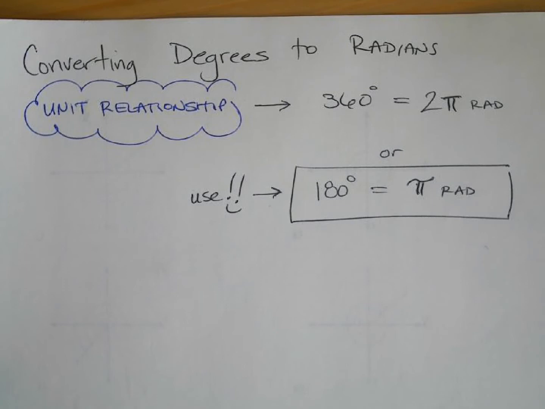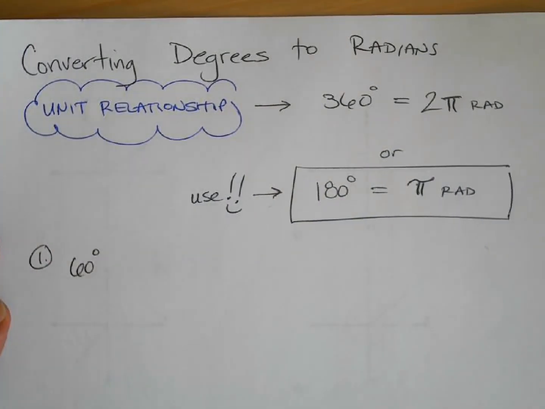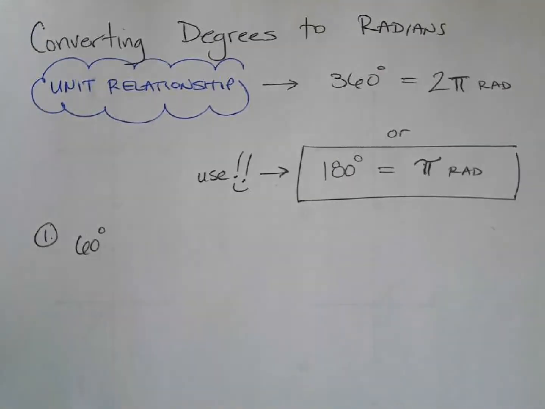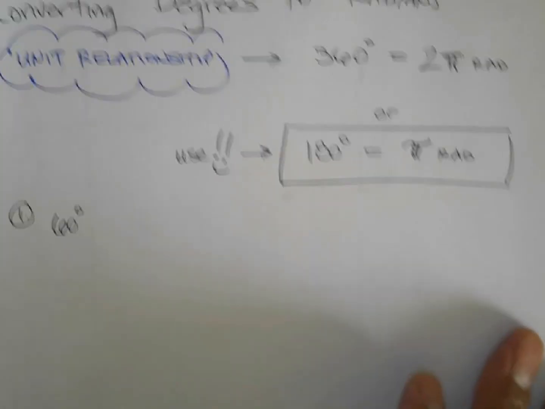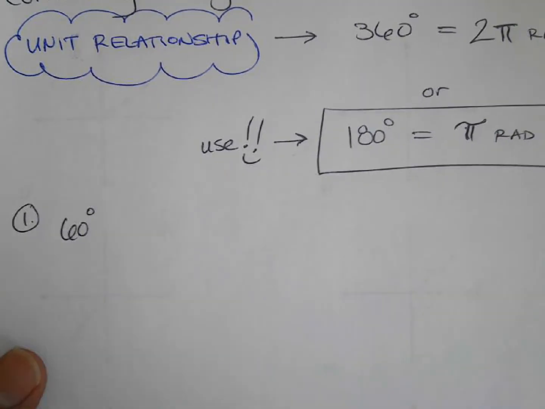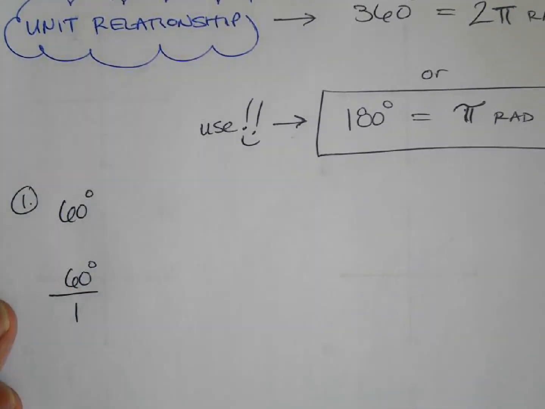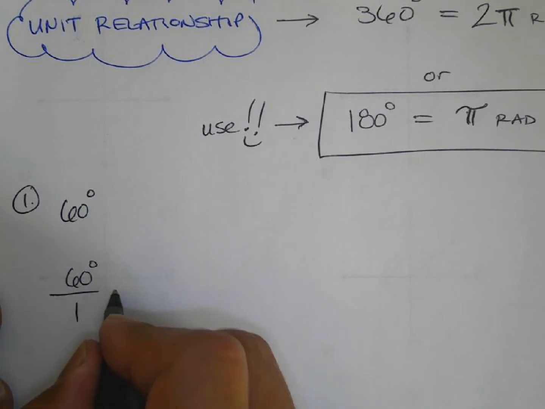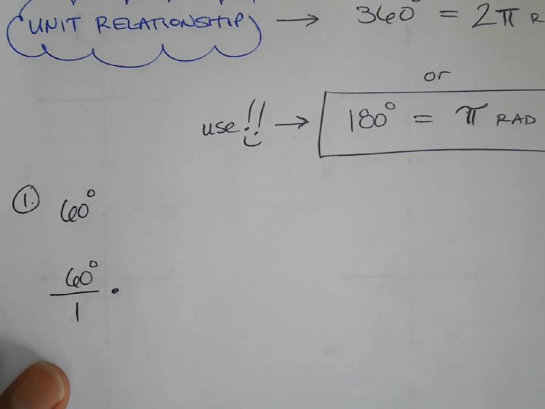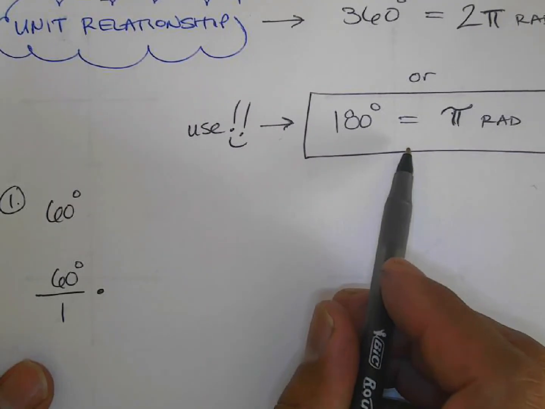Okay, so let's start right here. Number 1, 60 degrees. 60 degrees is the same as how many radians? Well, what you're going to do is this. You're going to convert. You're going to start with 60 degrees over 1, and then times, now how are you going to use this fact that 180 degrees is equal to pi radians?